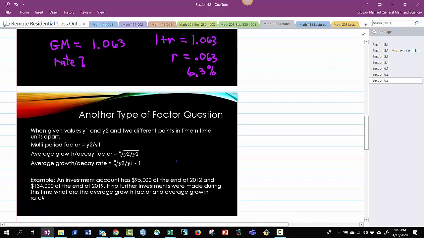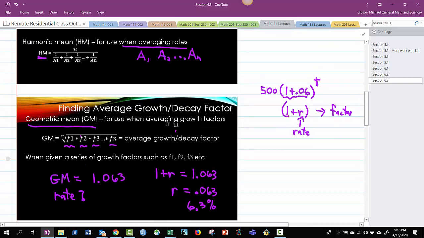Okay, so let's look at one other type of thing that comes up with these growth factors. A totally different way they'll do this is instead of giving you a bunch of factors or a bunch of rates and asking you to compute the average, a lot of times, by the way, what they'll do with finding the average growth or decay factor is they'll give you the rates. So what you got to do is add 1 to each rate to turn them into factors, and then after that, plug them into the formula.